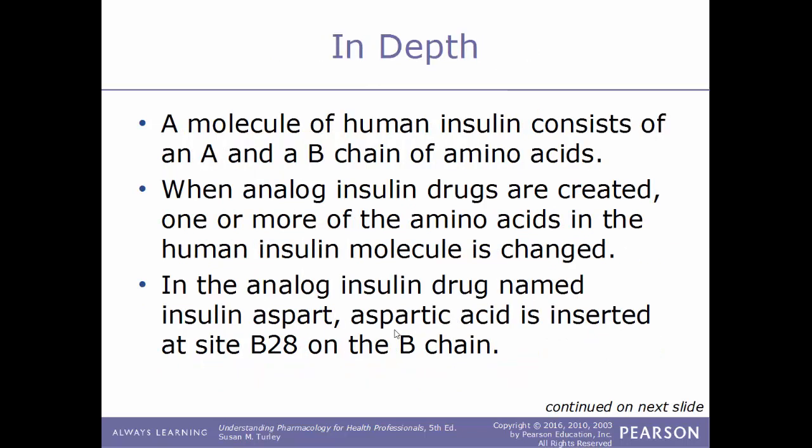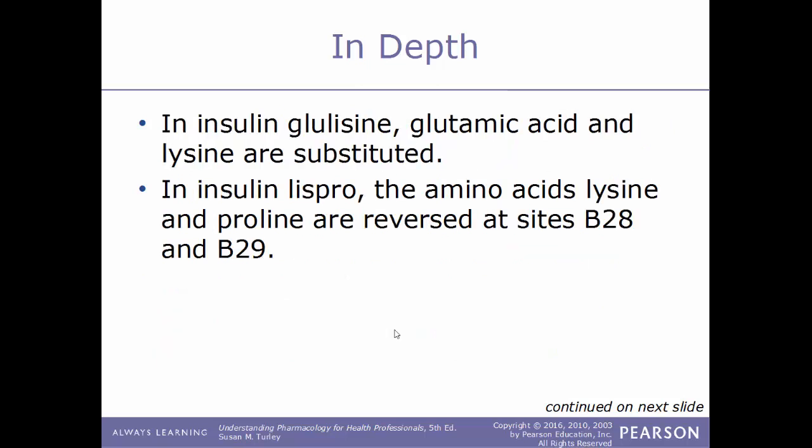All right, now I'll talk a little bit more in depth about insulin. A molecule of human insulin consists of an A and a B chain of amino acids. When analog insulin drugs are created, one or more of the amino acids in the human insulin molecule is changed. In the analog insulin drug named insulin aspart, aspartic acid is inserted at site B28 on the B chain. In insulin glulisine, glutamic acid and lysine are substituted.